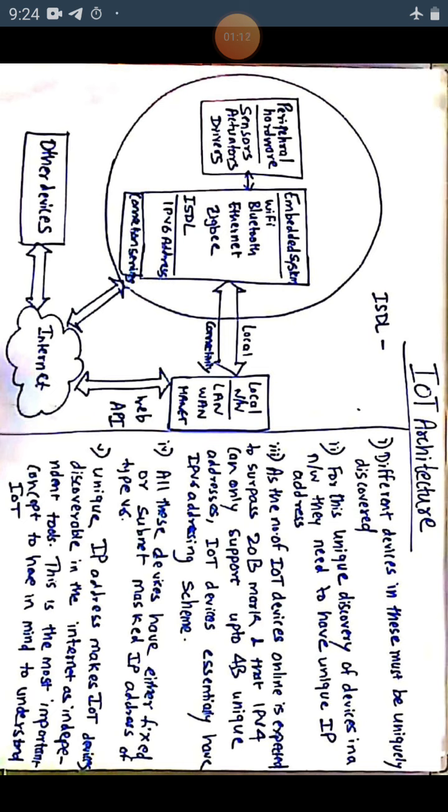Again, that local connection is connected with the web API to the internet. You can see the interconnection is also directly with the internet, and then you see other devices, other IoT devices, they are also connected with the internet. Now, looking at this architecture, we can see the peripheral hardware.